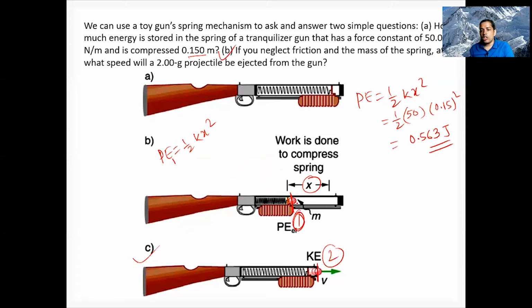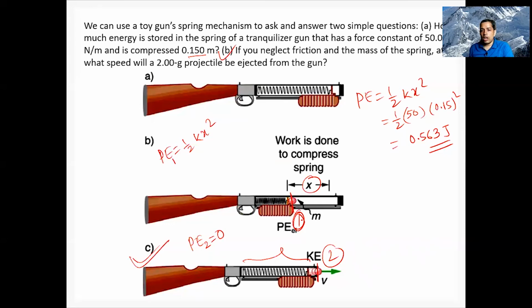Now, in the case of picture C, what is the extension in this case? In this case, extension is 0. So that's why potential energy, which I call potential energy 2, is 0.